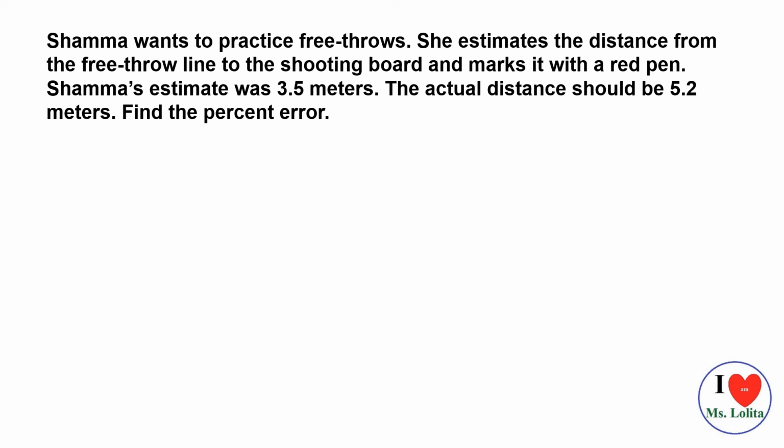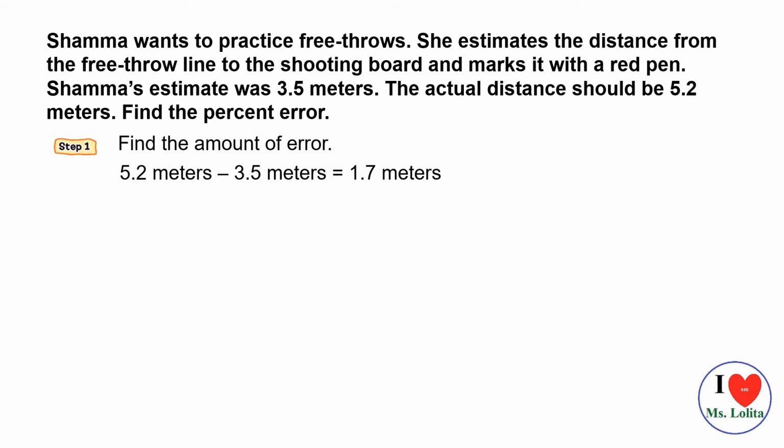Shama wants to practice free throws. She estimates the distance from the free throw line to the shooting board and marks it with a red pen. Shama's estimate was 3.5 meters. The actual distance should be 5.2 meters. Find the percent error. To find the percent error, we're going to find the amount of error first. We're going to subtract the estimated distance from the actual distance. Therefore, 5.2 meters minus 3.5 meters will give us 1.7 meters.